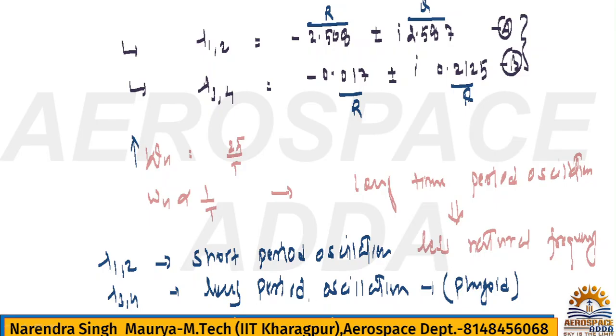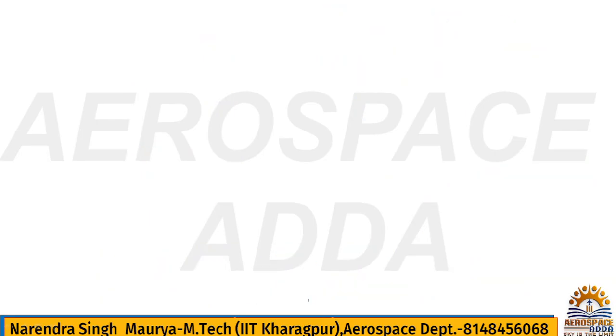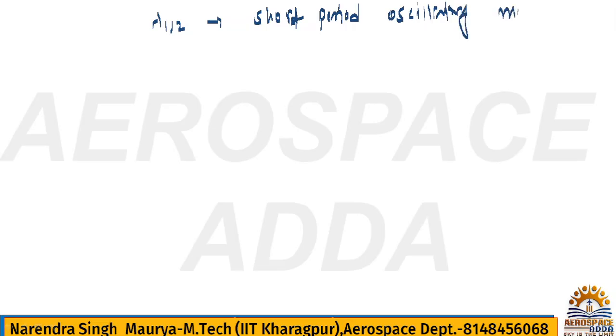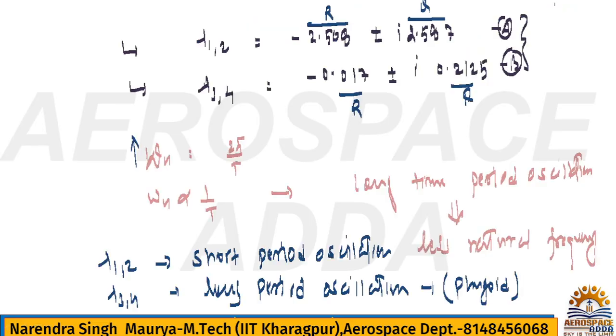Now we'll take one by one. First we'll start from the lambda 1, 2 roots, which is representing short period oscillatory motion. Now for this we are going to calculate all the values.